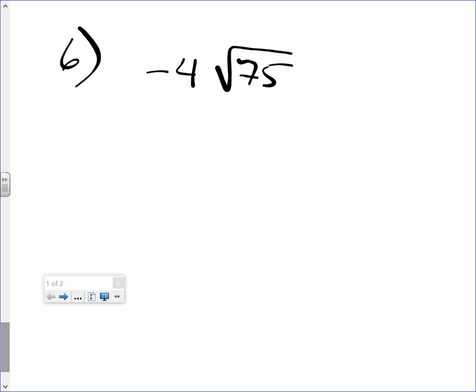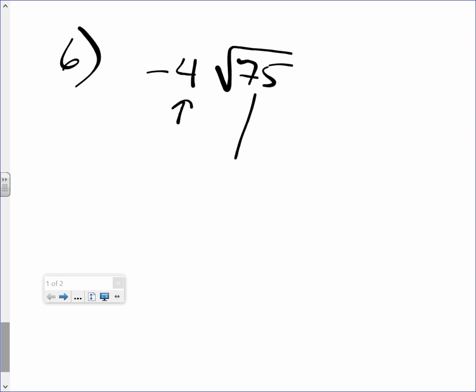So on this one, we're not going to pay attention to the negative 4. We're not going to worry about the negative 4 till the end. I'm not going to care about it. What I'm going to do is just simplify the square root of 75 first, and then in the end multiply any numbers by negative 4 that are on the outside of the radical.